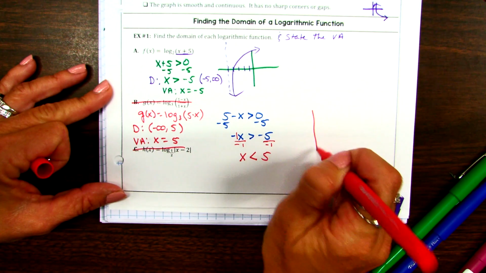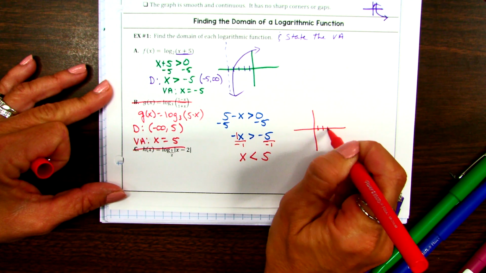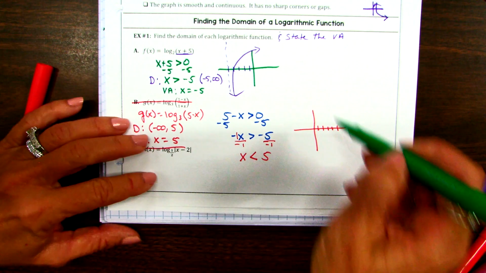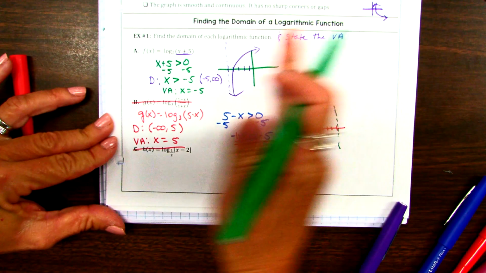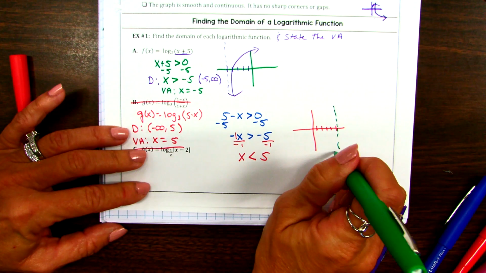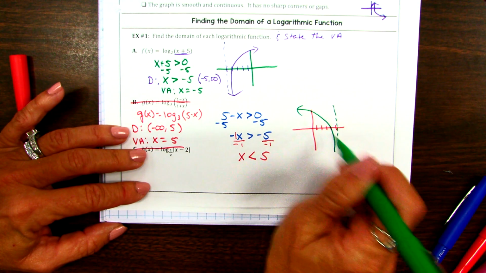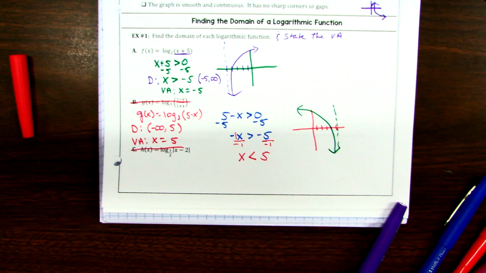A quick sketch of that graph just to make sure you guys understand. We would have a vertical asymptote at 5, and all of our x values are this way. It would look something like that, roughly. Okay. Now, why is this helpful? Well, for one, it's helpful because you're going to have questions like this without the calculator.